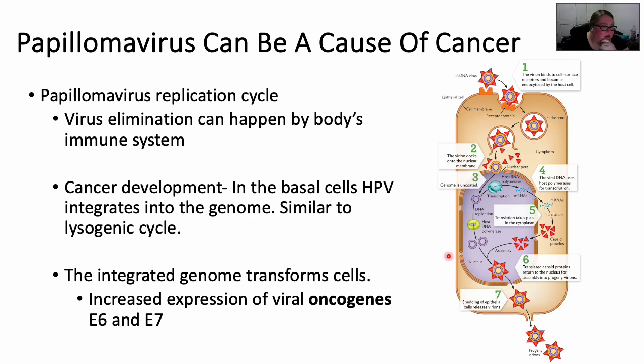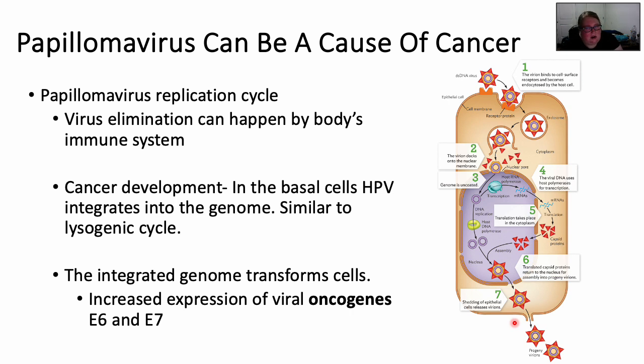Okay, so one of the things that is very interesting about papillomavirus is that your immune system can actually eliminate the virus when it's in this shedding stage. So if your immune system's good, you might not get cancer or even know that you have HPV because your immune system takes care of it first. Now, how do we go from being infected with HPV to having it cause cancer? Well, this all has to do with how the viral genome integrates into the host genome.